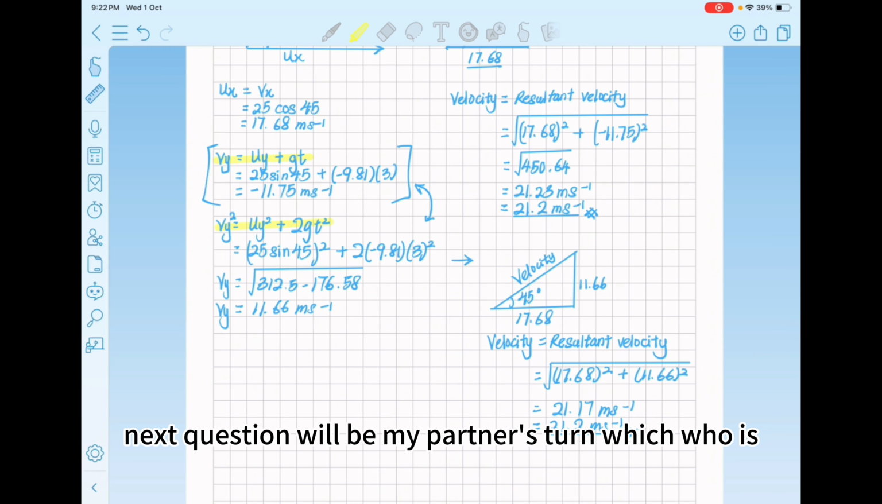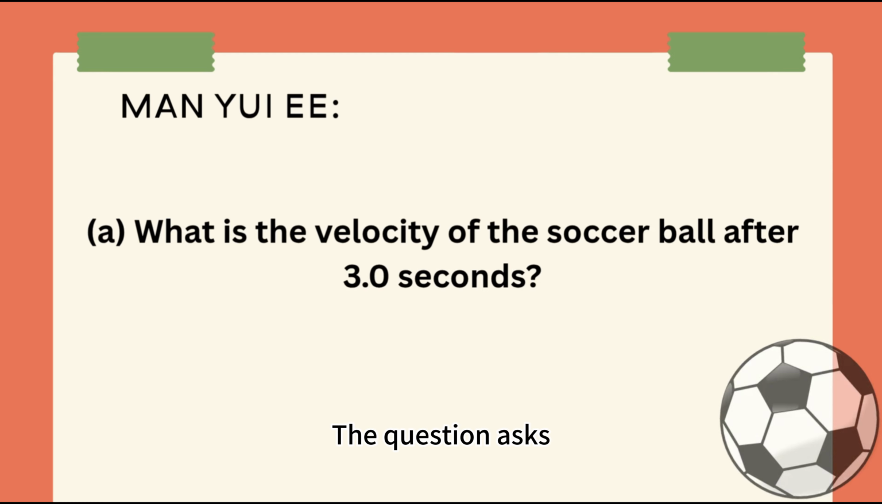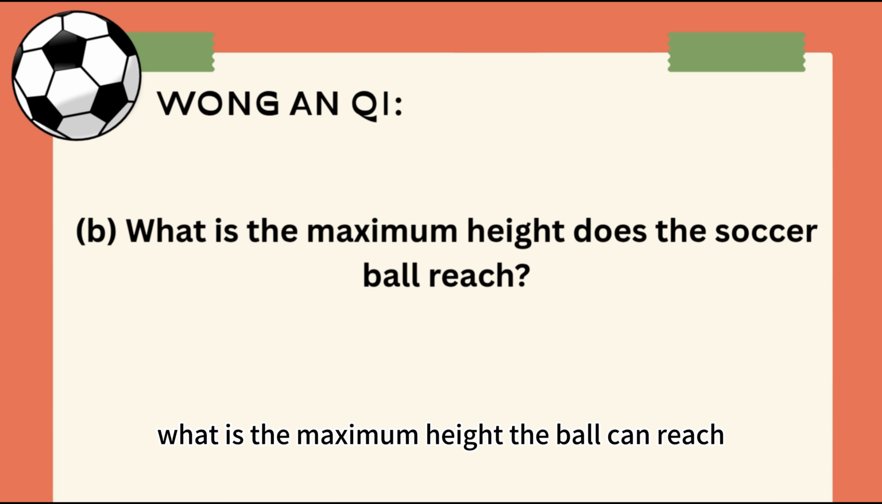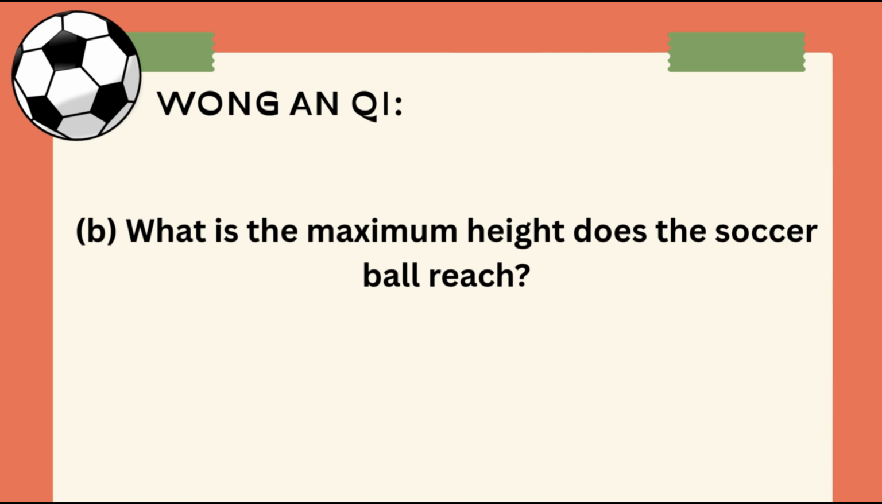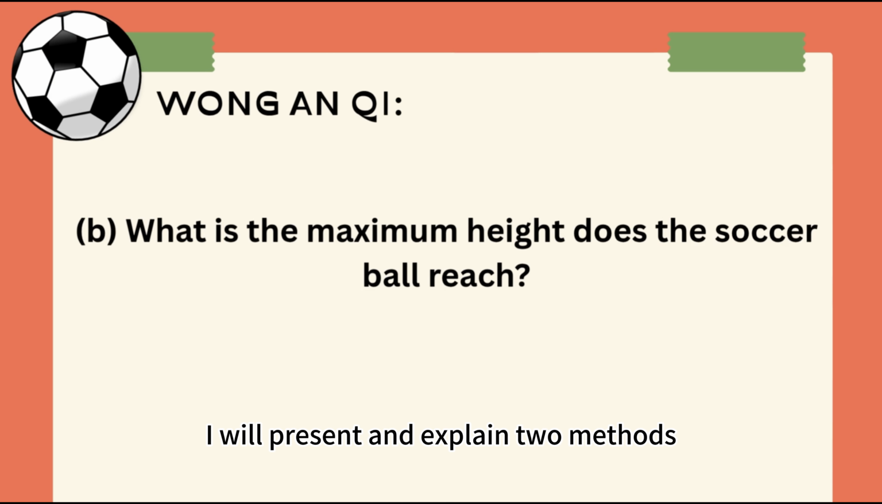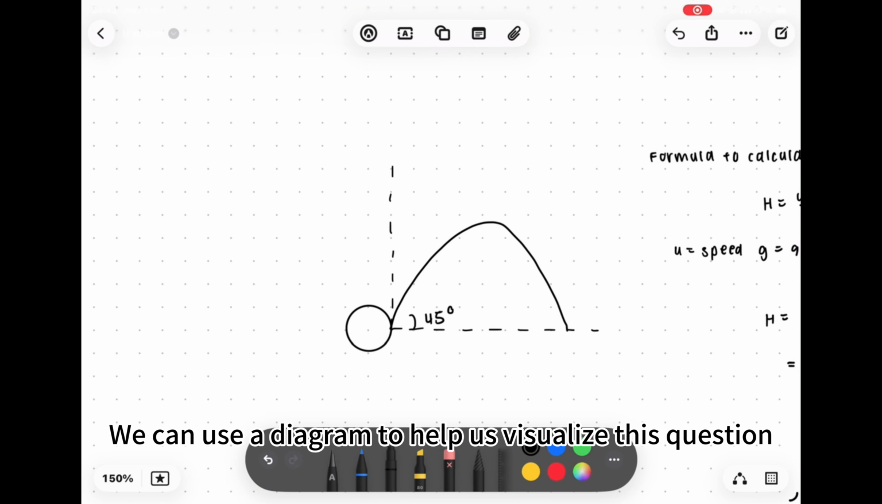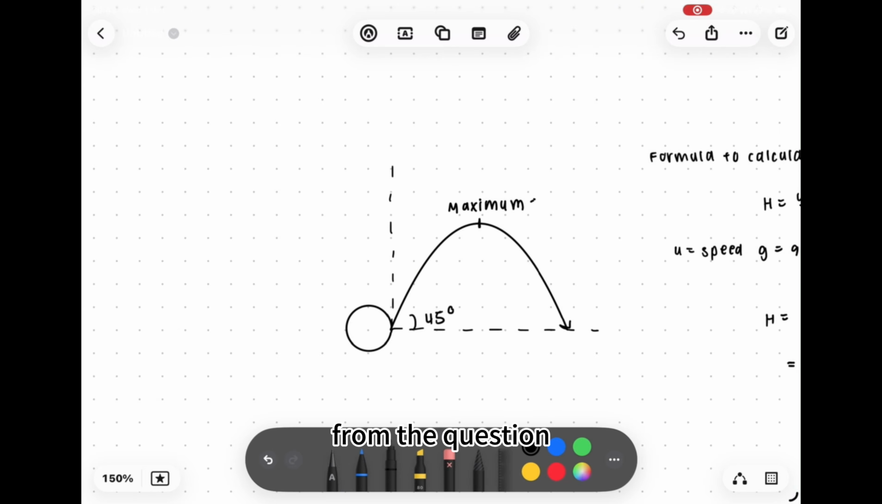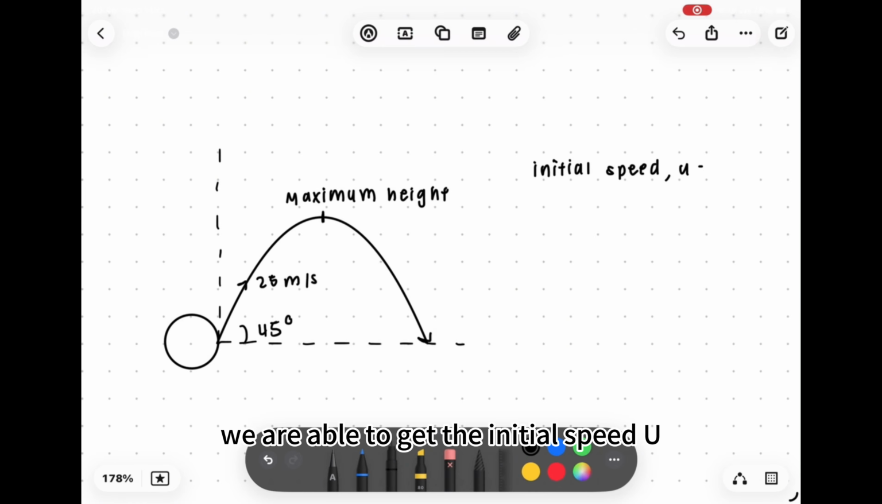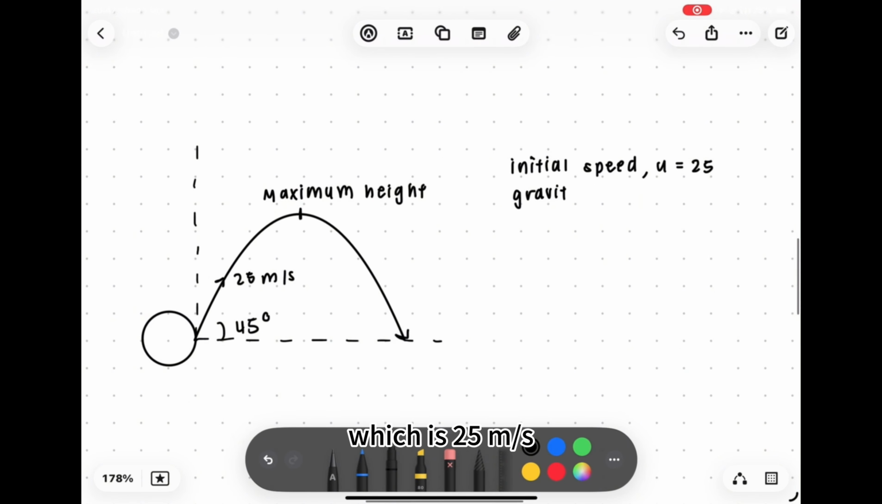The next question will be my partner's turn, who is Anqi. The question asks, what is the maximum height the ball can reach? For this question, I will present and explain two methods. We can use a diagram to help us visualize this question. From the question, we are able to get the initial speed, u, which is 25 meters per second.